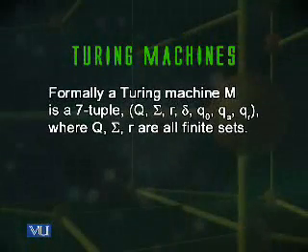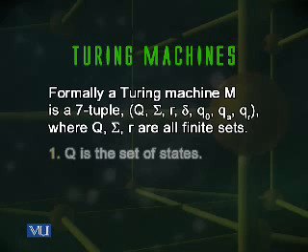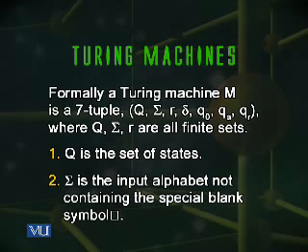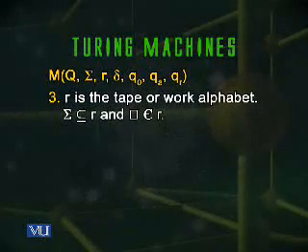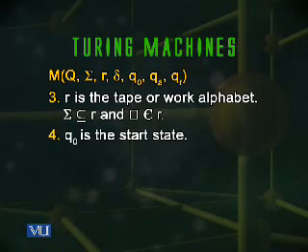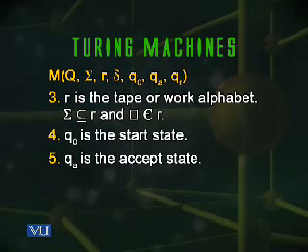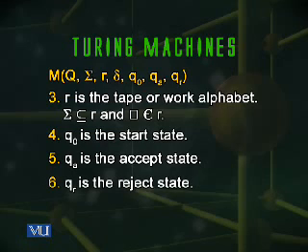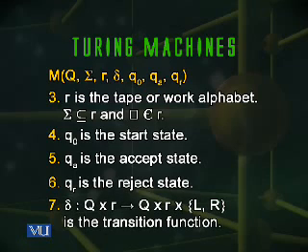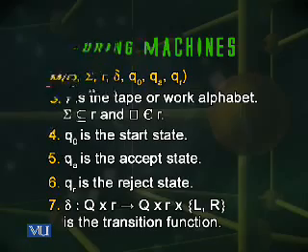So let us recall that a Turing machine is specified by 7 things. Firstly, you have to tell me what are the states of the Turing machine. The second thing is you have to tell me what the input alphabet is. The third thing is you have to tell me what the work alphabet is. You have to tell me the start state. You have to tell me the accept state. You have to tell me the reject state, and the last most important component of a Turing machine is the transition function, which specifies how a Turing machine operates.